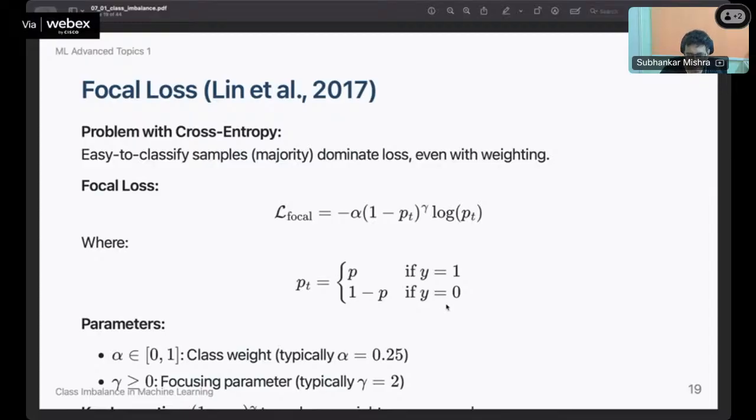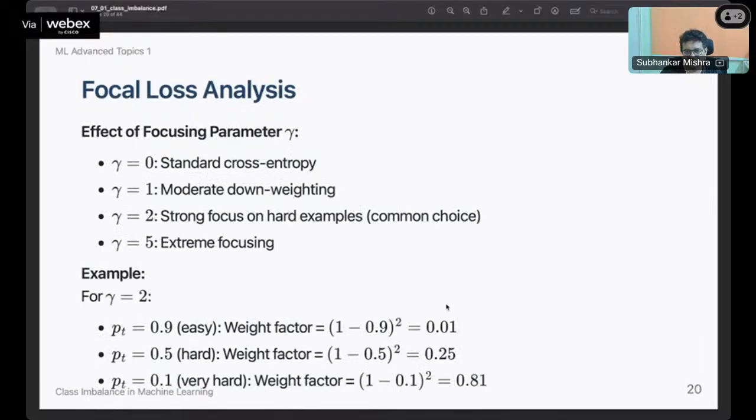Let me see if there's an example. For gamma equal to 2, you have this pt equal to 0.9. Let's say it's easy. The weight factor is (1 minus 0.9) squared, 0.01, right? Now the easy example becomes basically a 0.01 value. Everything that is hard becomes 0.25, and if something is really very hard, let's say pt is equal to 0.1, then it becomes 0.81, so it's factored in more. So it's a more adaptive way of assigning weights within the minority class itself.